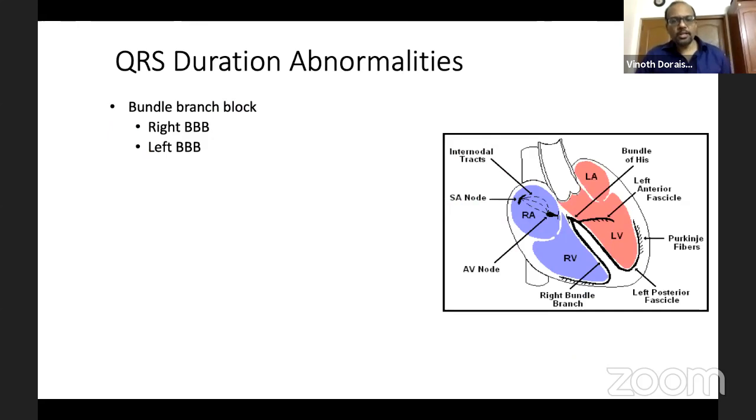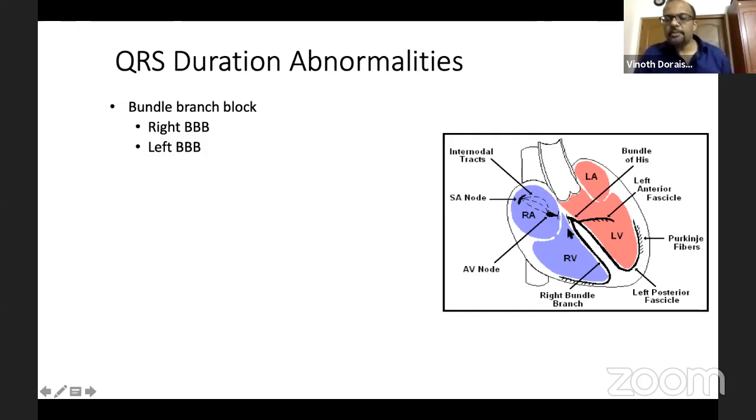Then coming to QRS duration abnormalities. Okay, so I previously told you that the normal depolarization waveform comes from the sinoatrial node through internodal tracts to the AV node, His bundle, and goes to the right bundle and then the left bundle, Purkinje fibers, and then will depolarize the right ventricle and the left ventricle through the specialized conduction system.